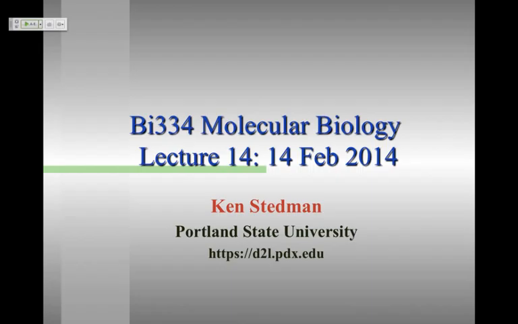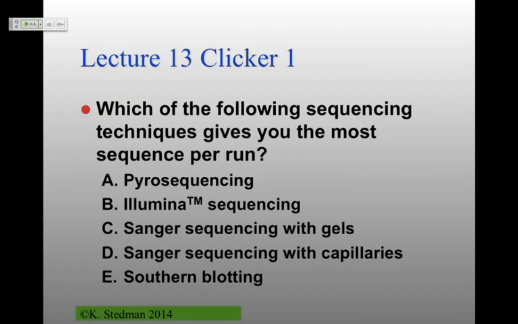So now we'll switch gears completely, and we'll do the clicker questions, which is probably not having anything to do with hearts whatsoever. So today's first clicker question is, which of the following sequencing techniques gives you the most sequence per run? Pyrosequencing, Illumina sequencing, Sanger sequencing with gels, Sanger sequencing with capillaries, Southern blotting.